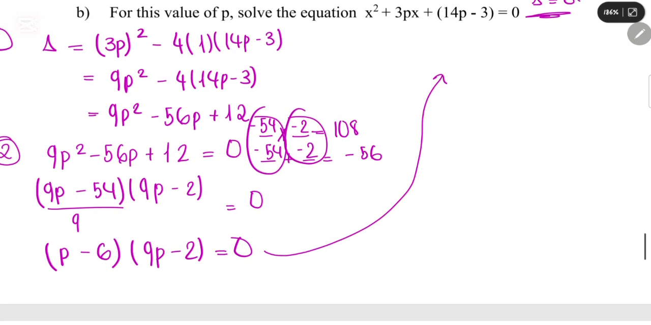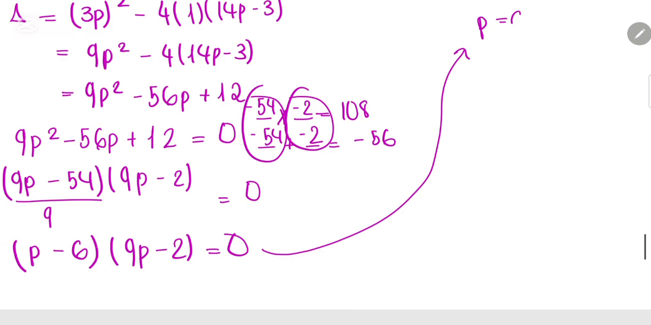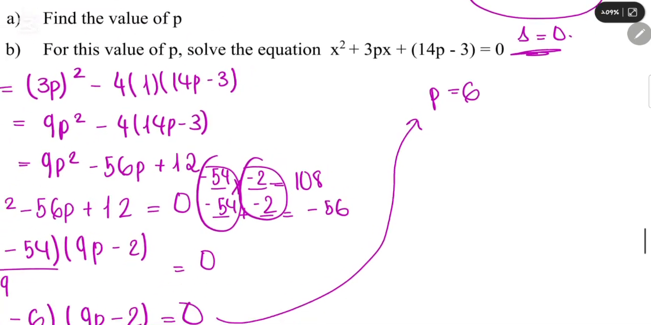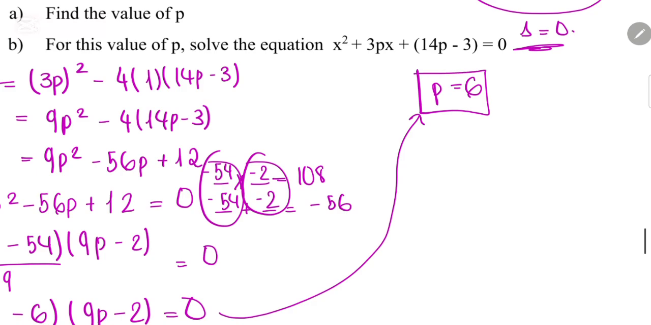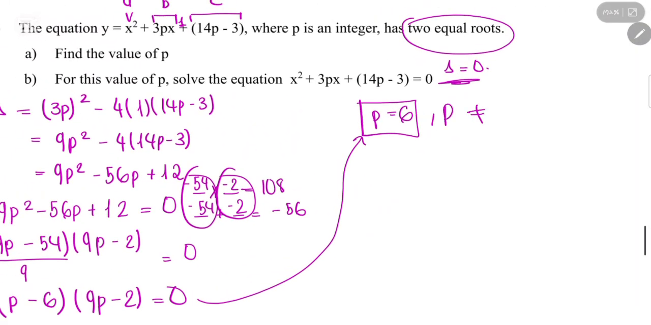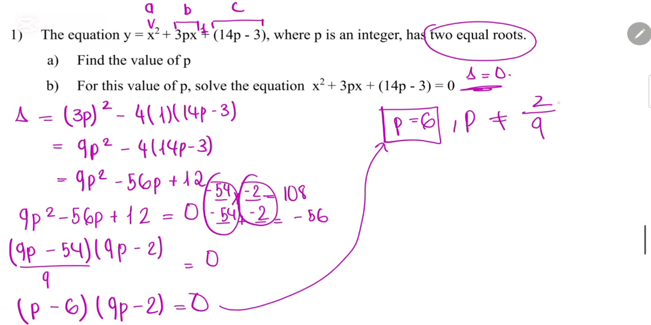Okay, so now that means that p can either be 6, oh, it's an integer, right? So p is 6, because p cannot equal 2 over 9, simply because it's not an integer. 2 over 9 is not an integer. It asks for an integer, but p equals 2 over 9 is not.